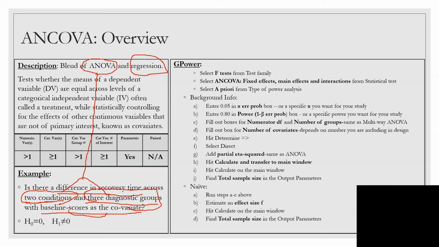To do this in G*Power, it's an F test, ANCOVA. We will need to do alpha and power like always, and then numerator degrees of freedom and number of groups, the same way as we did with the multi-way ANOVA. And since now we have covariates, you'll have to enter the number of covariates based on your design. To get effect size, with background information, we'll need to get a partial eta squared like we did in the ANOVA, or guess if we're naive.